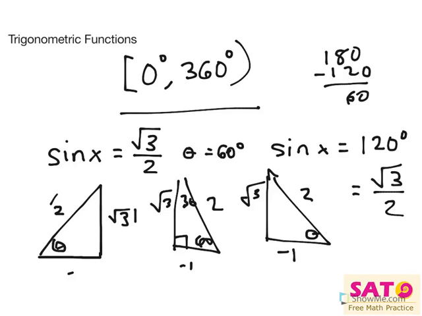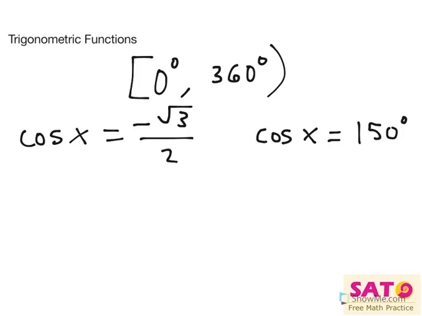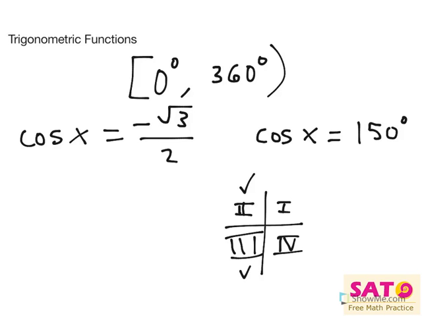Alright, let's try this with some cosines now. So let's solve for these two. Cosine of x equals negative square root of 3 over 2. Here, it's negative, which means we have two options between the quadrants. 1 is not an option because it's positive. 2 it is, so check. 3 it is. And 4 is positive, so no. So we're looking at these two right here for negative cosines.